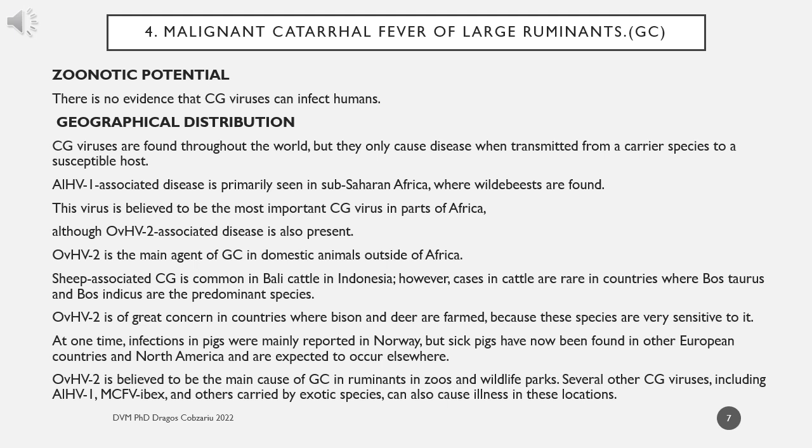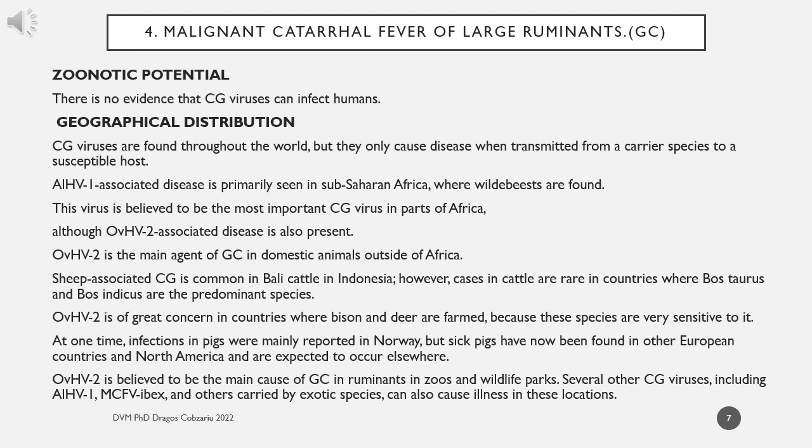AlHV-1-associated disease is primarily seen in sub-Saharan Africa, where wildebeests are found. This virus is believed to be the most important MCF virus in parts of Africa, although OvHV-2-associated disease is also present. OvHV-2 is the main agent of MCF in domestic animals outside of Africa. Sheep-associated MCF is common in Bali cattle in Indonesia.